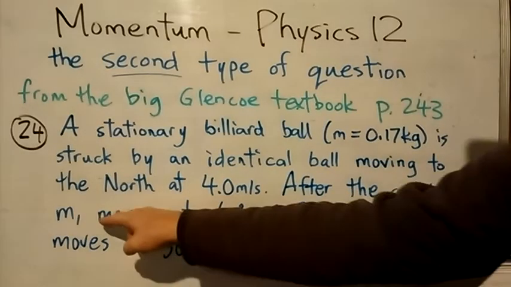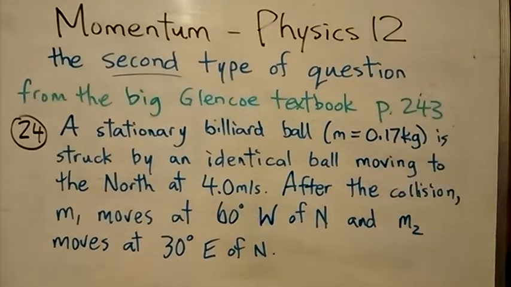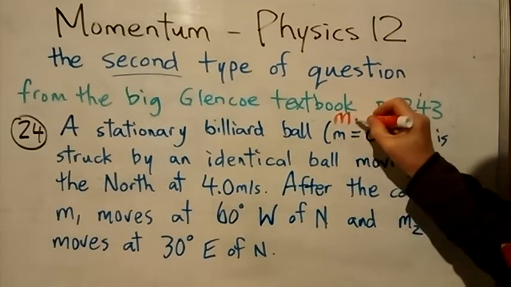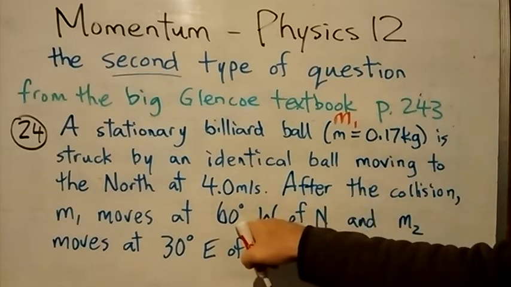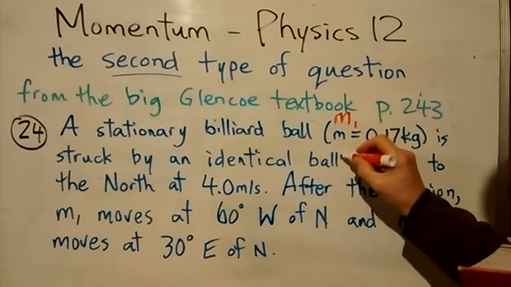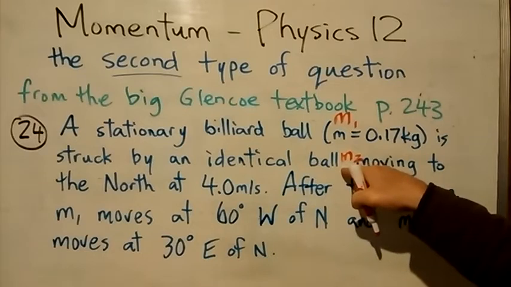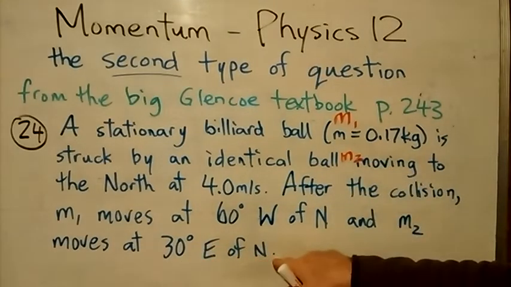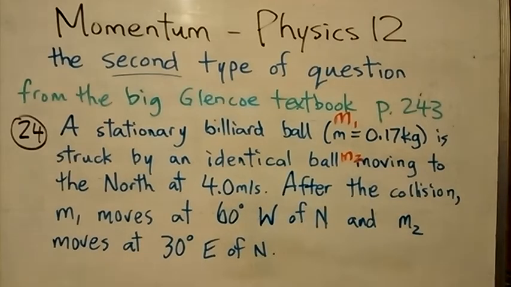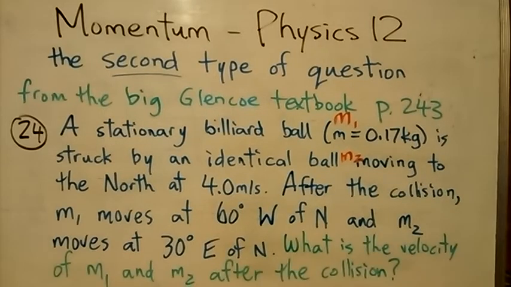After the collision, M1, which is the first ball, so we'll call this one M1, moves at 60 degrees west of north, and M2, which is the ball that hit it, so this is M2 right there. It's the moving ball in the first place. It moves off at 30 degrees east of north. So they're 90 degrees from each other when they leave. After the collision, that is. The question, what is the velocity after the collision of M1 and M2?